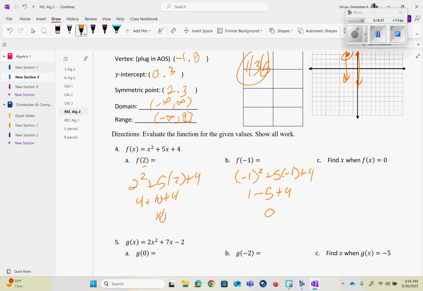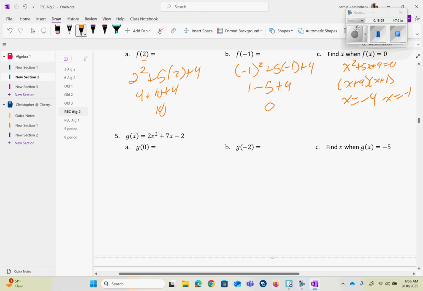And then we want to find, this is where we need to factor it. So I'm going to go x squared plus 5x plus 4 equals 0. So two numbers multiplied to give me 4, add to give me 5. Set those equal to 0, so I get negative 4, and x equals negative 1.